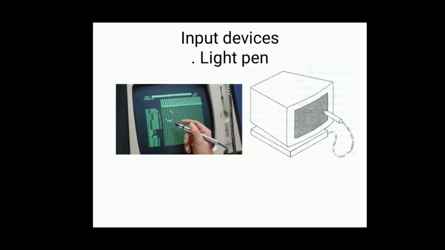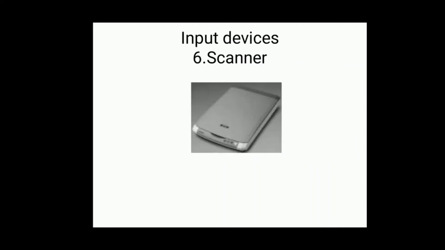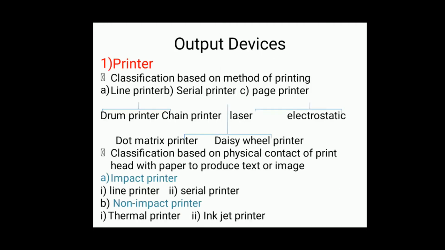Light pen: we use this for inputting data in a graphical format on the screen with the help of the light pen. Next, scanner. Scanner, basically we use for scanning documents. We store that data in the form of a soft copy.